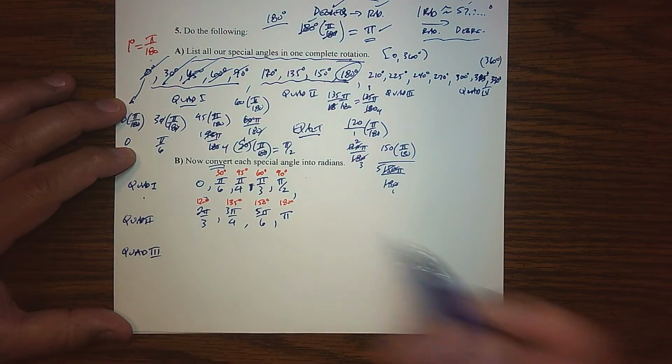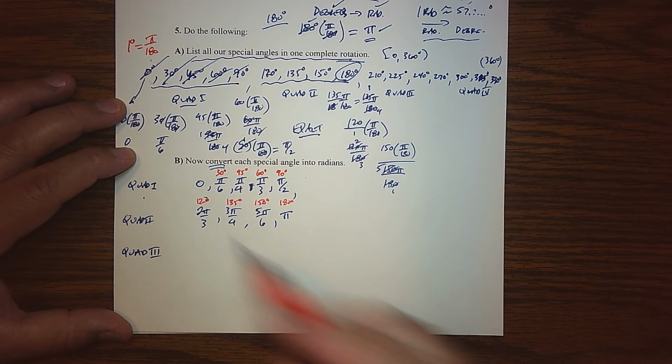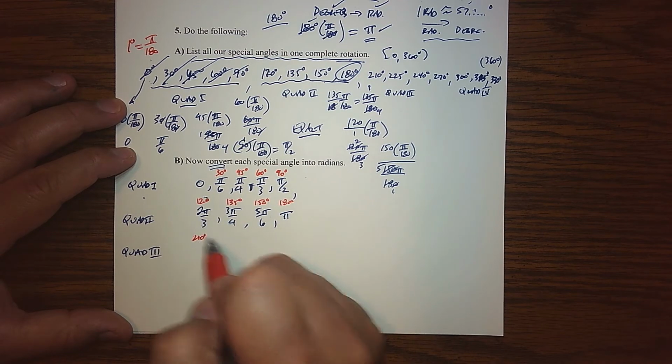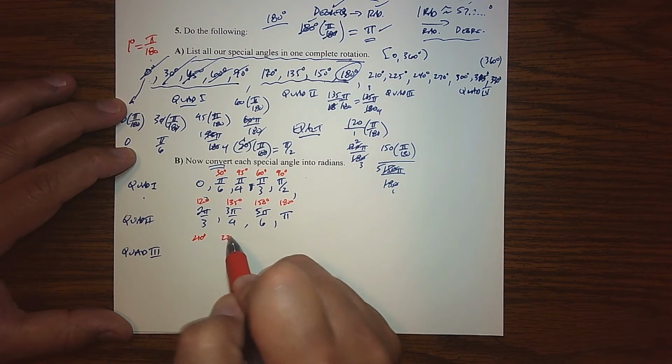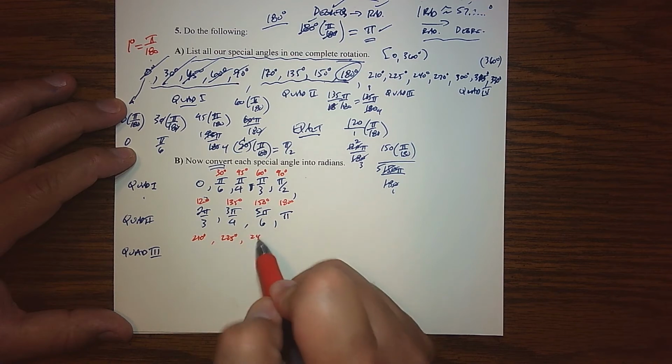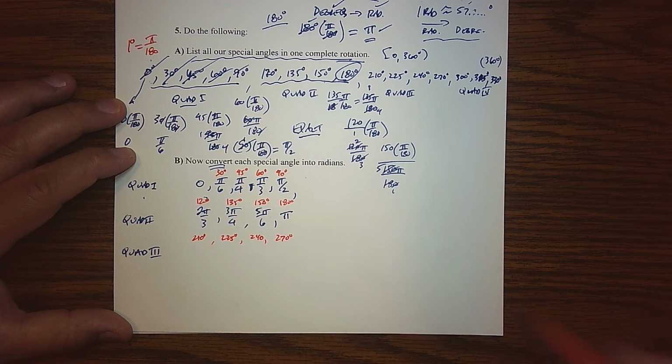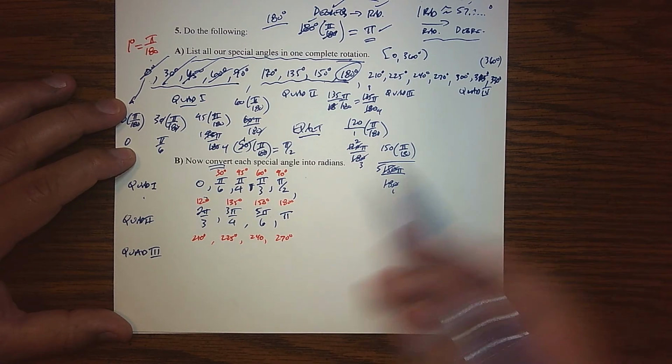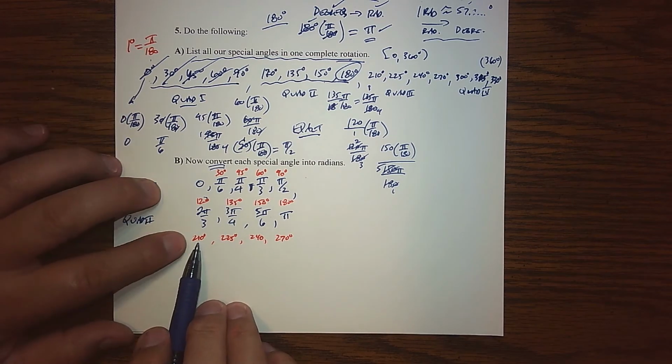number 3? And so again, let me write the angles. We have 210, we have 225, and we've got 240, and we got 270. And if you're paying attention to what I just said, 210, that in quad 3 has a 30-degree reference.